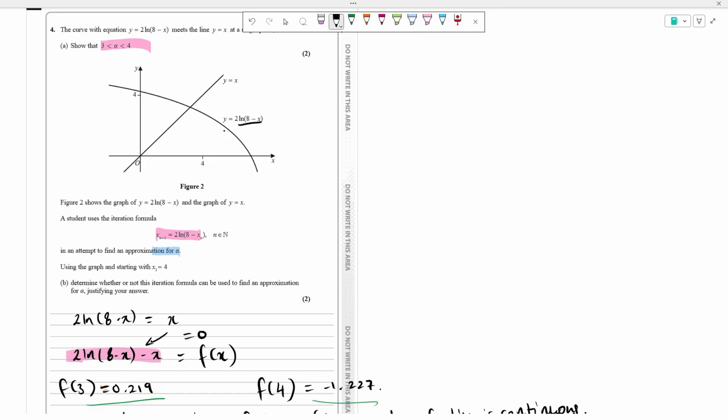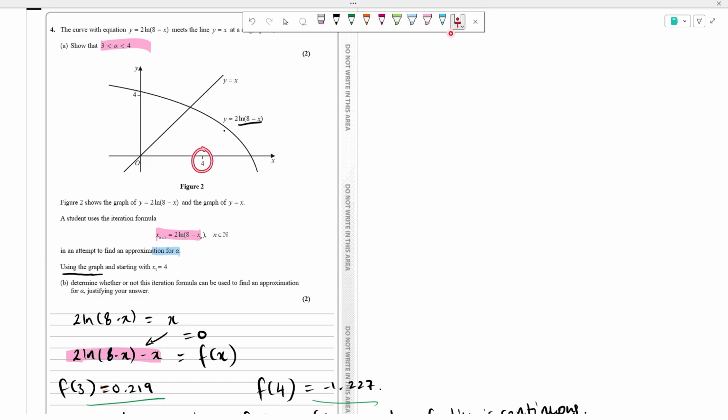It says using the graph specifically, so that really hints to you that you're not using your Newton-Raphson method here. Rather, it's either called the staircase diagram, or it's going to be the cobweb diagram. Now, it really depends on the graph and what type of diagram you end up with. You can't really force it.